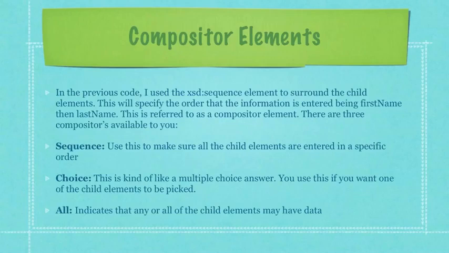There are 3 compositors available to you. Sequence: use this to make sure all the child elements are entered in a specific order. Choice: this is kind of like a multiple choice answer. Use this if you want one of the child elements to be picked. And all indicates that any or all of the child elements may have data.